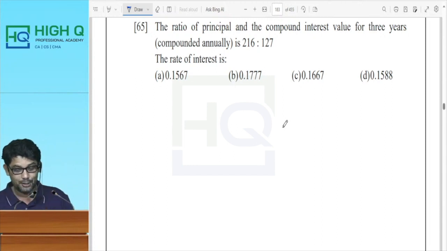Okay. The ratio of principal and the compound interest value for 3 years. Can you start doing this, my dear?